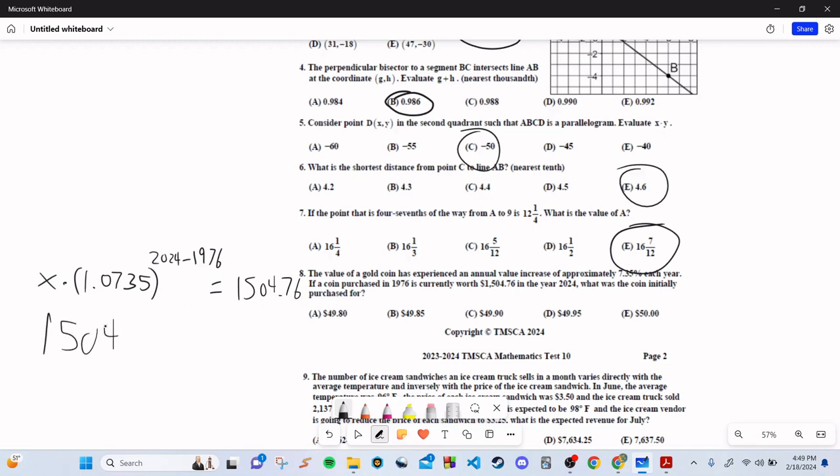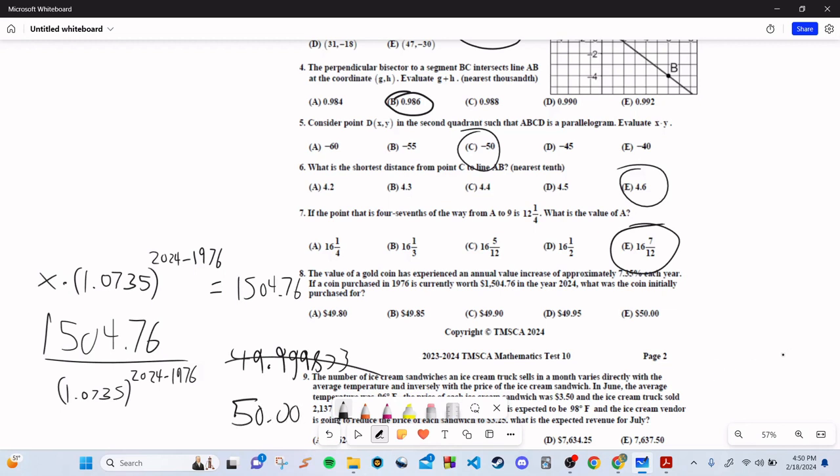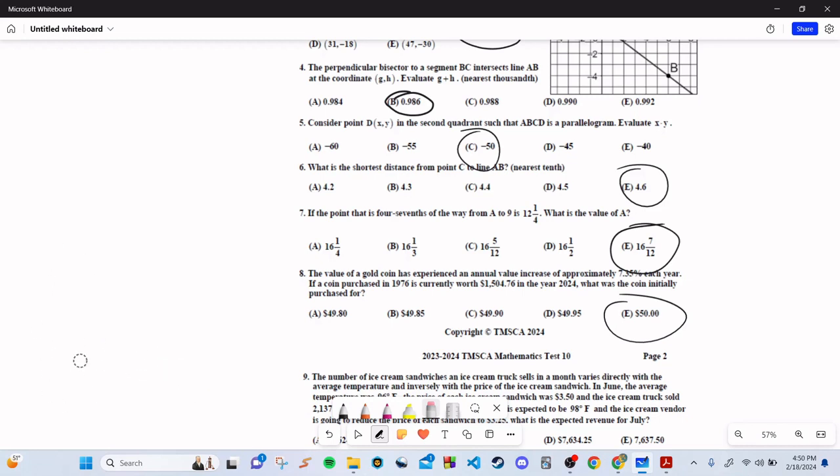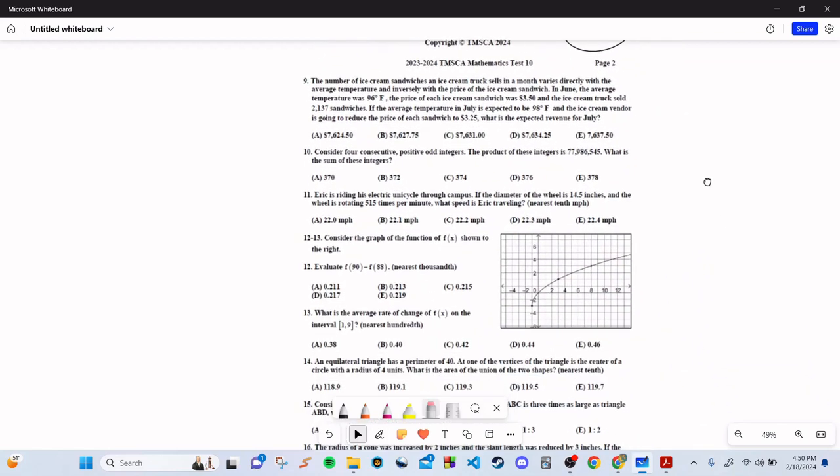So all we'll do to solve for x is just divide this by the annual rate raised to the power of the difference between the years. And so if you type that out, you end up with 49.99. Well, on my end, it comes out to like 49.999873. So that's pretty much $50. And so that's our answer. So pretty easy question. So that's all of the first page. Moving on to page 2.